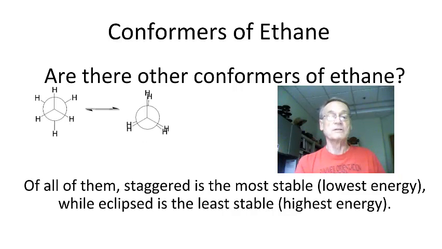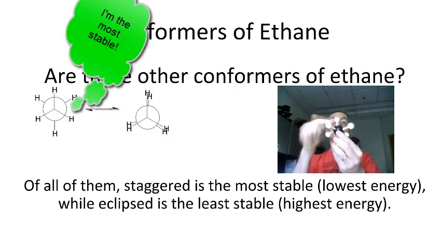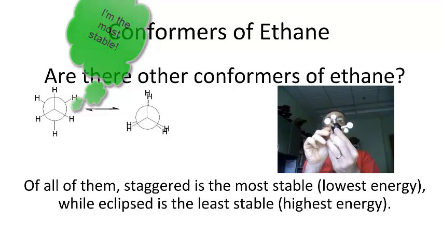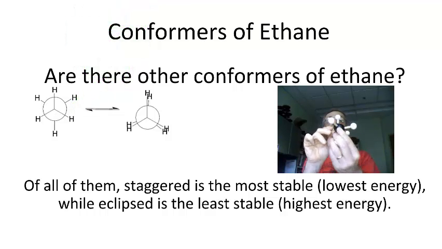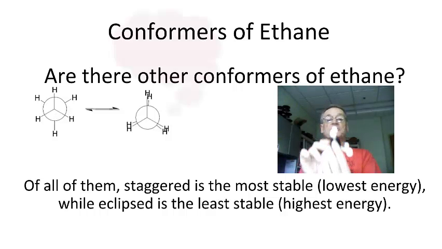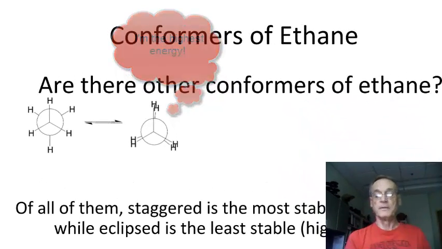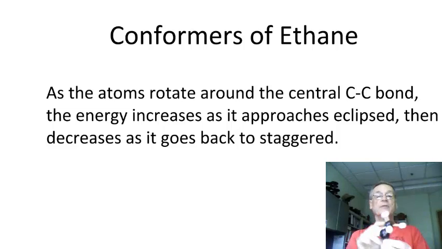Of all of those, the staggered is the most stable, and that's because the bonds on the front and the back carbon are as far away from each other as they can possibly be. If you go a little bit this way, they get closer. If you go a little bit this way, they get closer, until you get to the eclipsed form, and that's the highest energy. And then if you go on past that, it starts getting lower and lower again. So as the atoms rotate around the central carbon-carbon bond, the energy increases as it approaches eclipsed, and then continues to decrease as it goes back down to staggered, and so on.